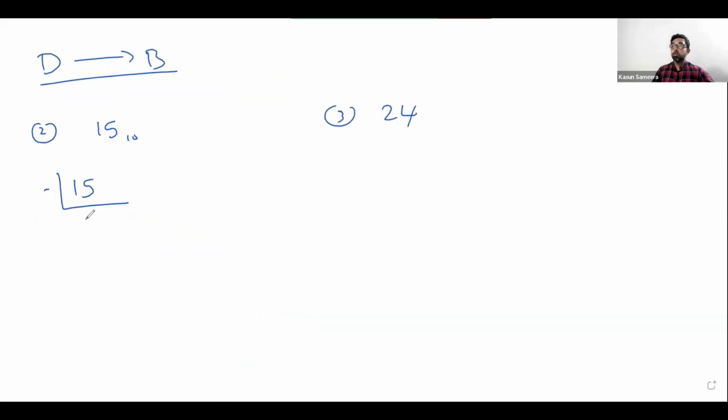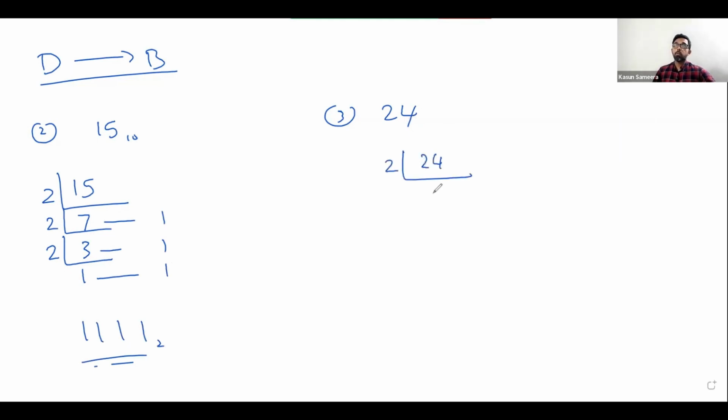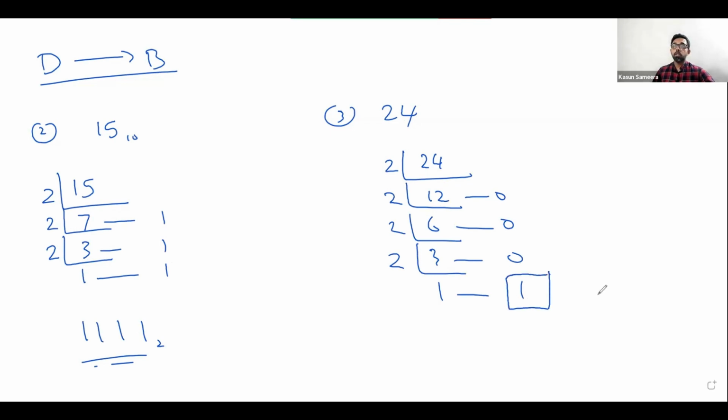Right, 15 divided by 2 is 7, but 1 remains. Then 3, 1 remains. 2 times 1 is 2, 1 remains. Answer is 1 1 1 1 base 2. Next, 24. 24 divided by 2 is 12, 0 remains. Then 6, 0. Then 3, 0. Then 1 and 1. Most of the time, most of the students will forget to write this number here, especially when it gets 0. Okay, the answer is 1 1 0 0 0 base 2.